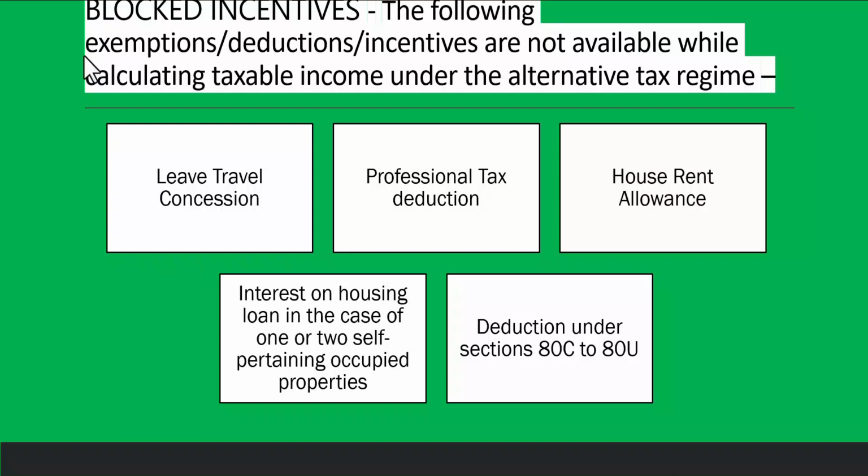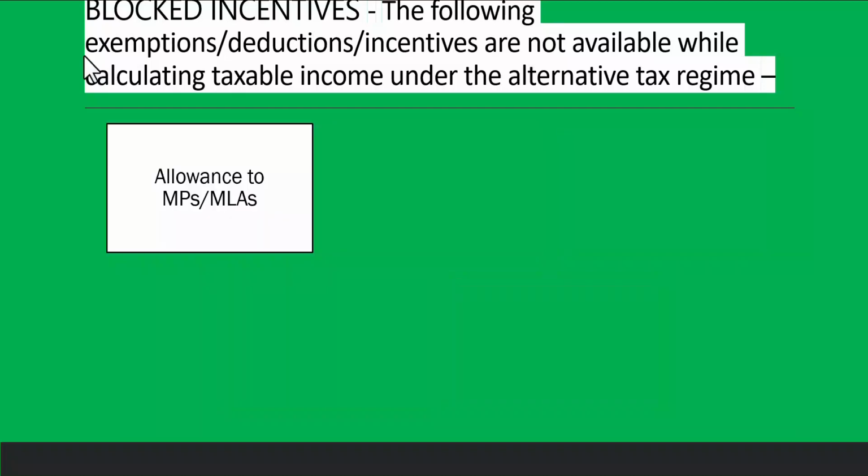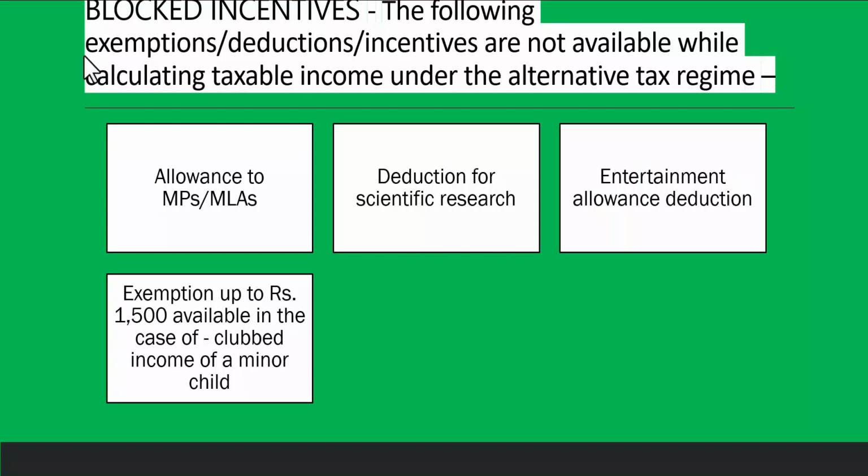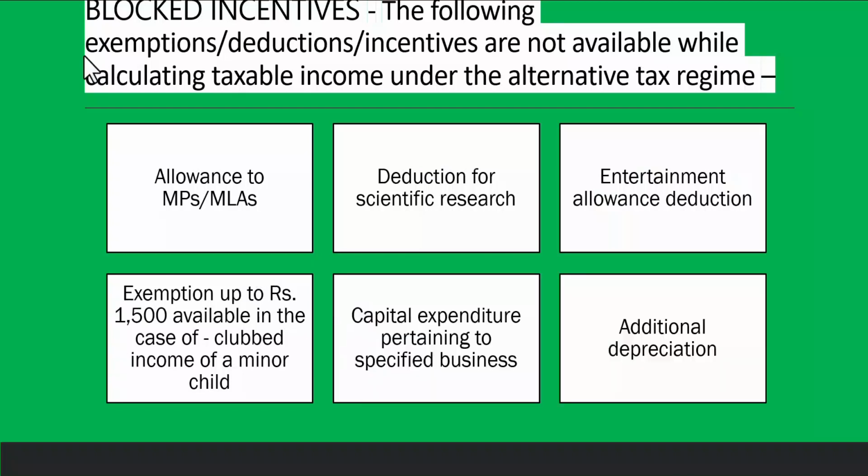Then HRA. If you're staying in rented accommodation, you are allowed some deductions. Those deductions will also not be allowed under the new regime. Like this, deductions under sections 80C to 80U are not allowed, and there are many more. We'll be doing them as we go along. I don't want to do it today because some of the things we have not done so far.